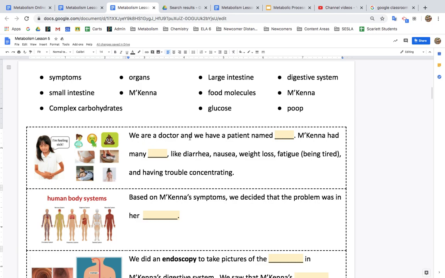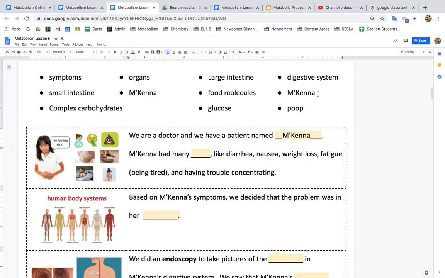We are a doctor and we have a patient named McKenna. So what I'm going to do is I'm going to click here and type McKenna. If it helps you, you can highlight this and make it bold or make it another color so that you remember you used that word already.